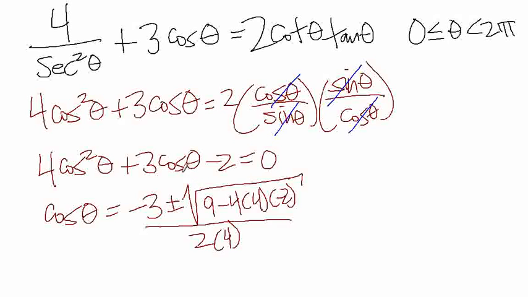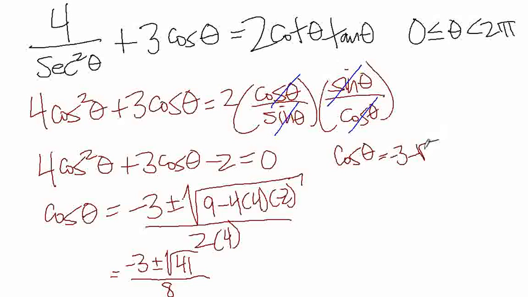So let's see. So the denominator is 8. The numerator minus 3 plus or minus what? 4 times 4 times minus 2. 16 times minus 2 is minus 32. Subtracting negative 32 is the same as adding 32. 32 plus 9 is 41, so plus or minus the square root of 41. Now, you can also confirm what I'm about to say using a calculator. Well, first of all, let me copy the 2 possibilities.